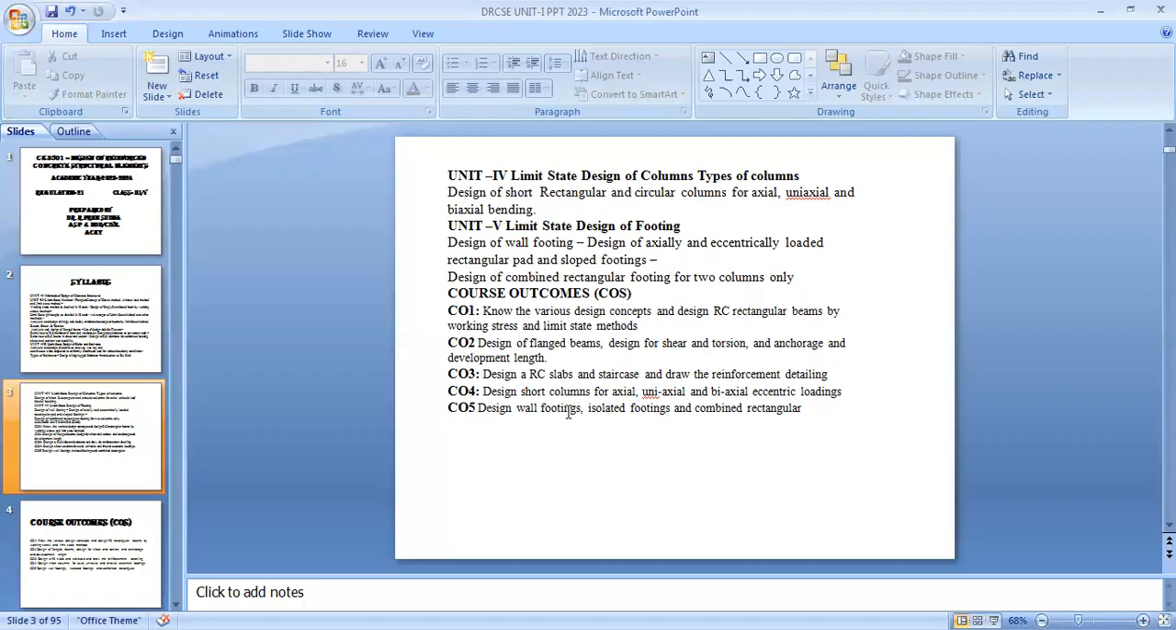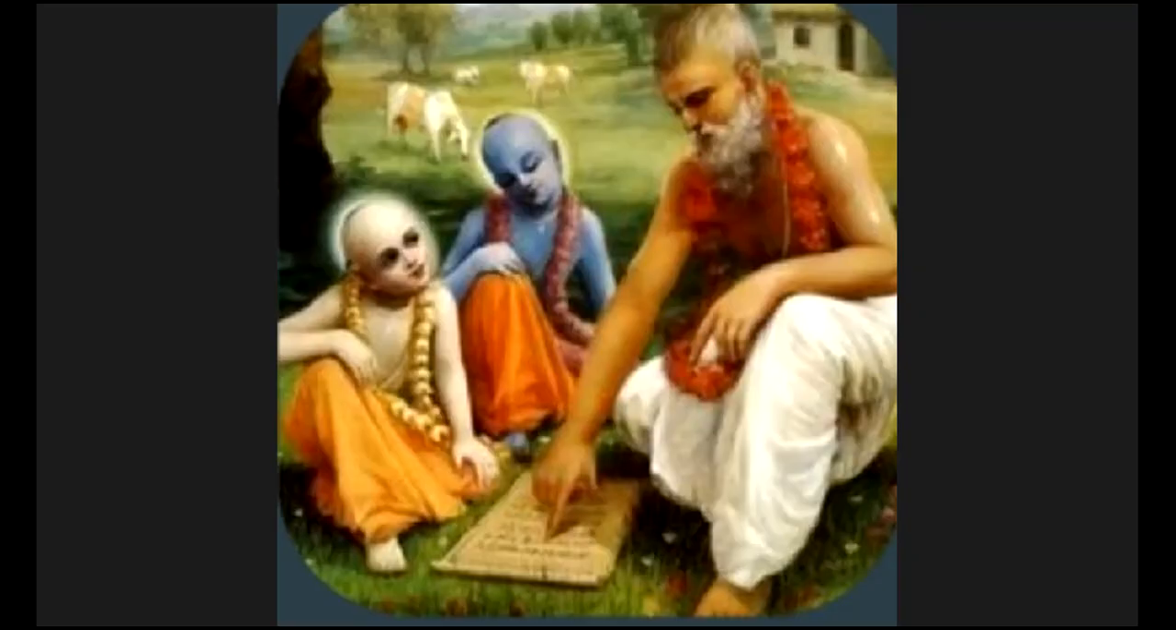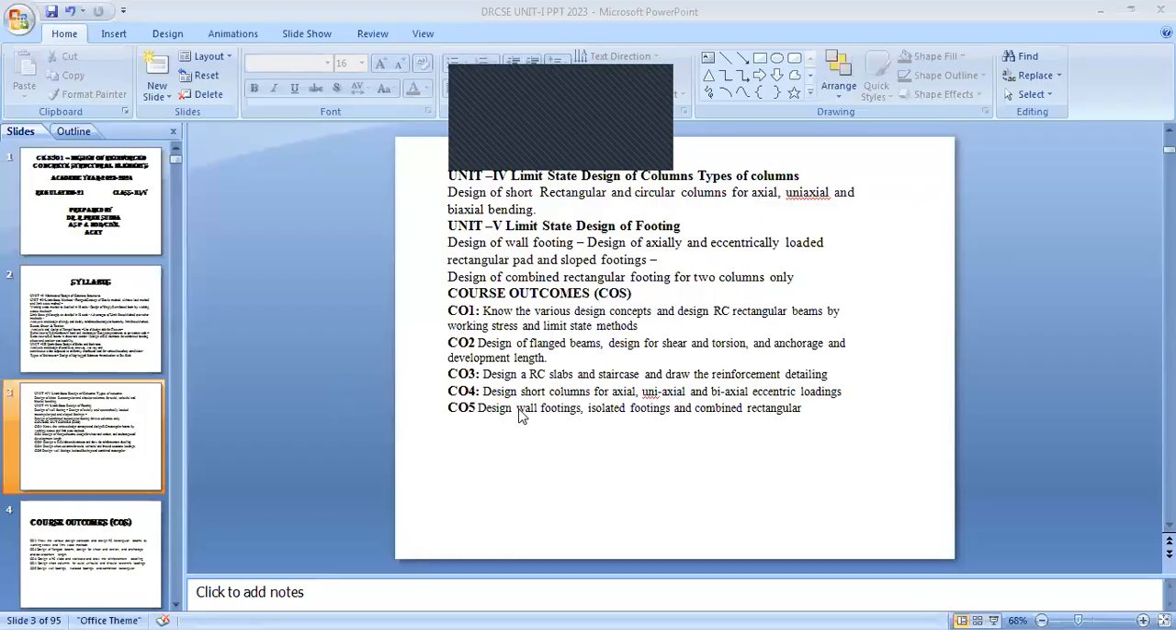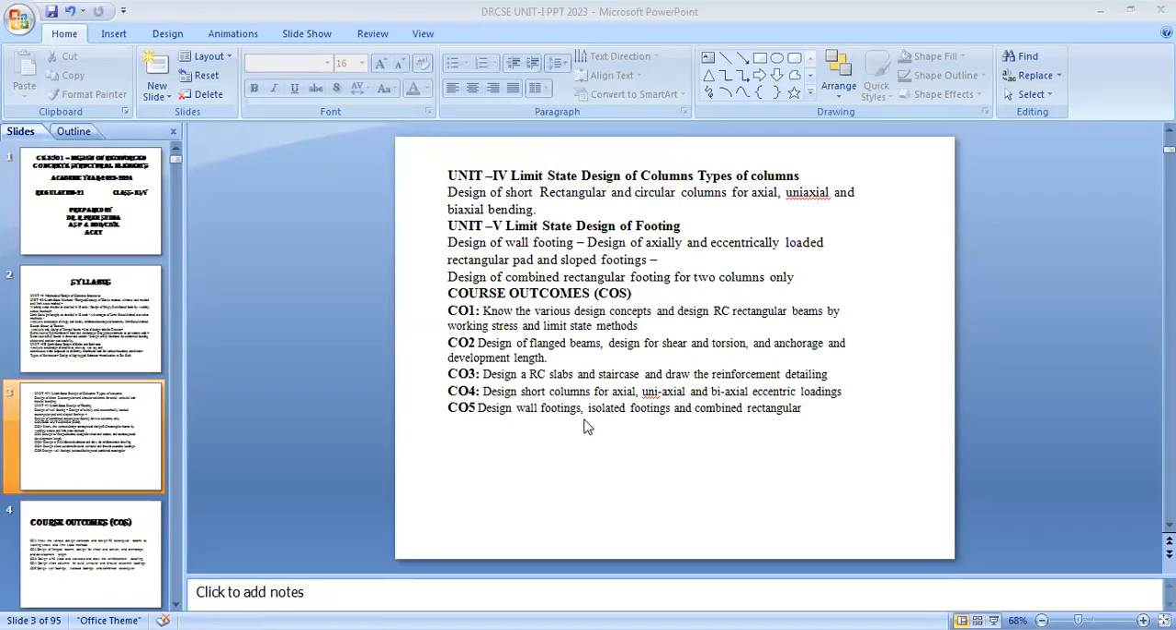And the fifth unit is design of wall footing. Unit five, the design of footing. So various footings are there. Footing is a very important structure in the foundation. So after studying the subject, you will be able to design the wall footing, isolated footing, and combined footing.